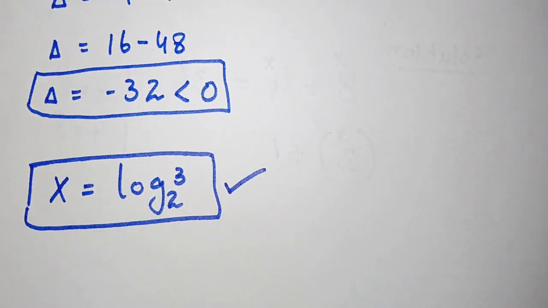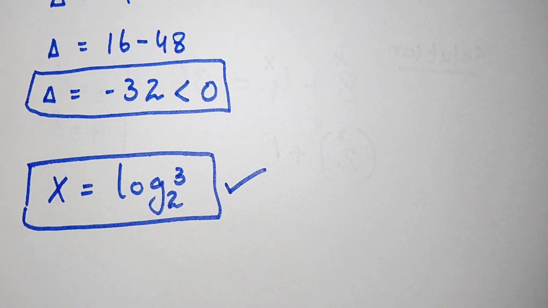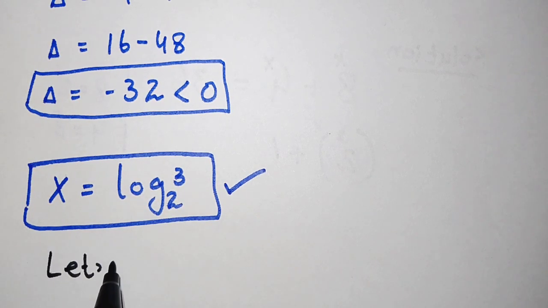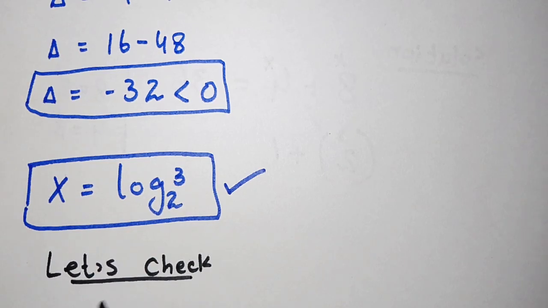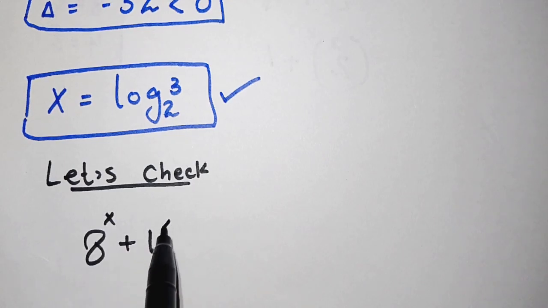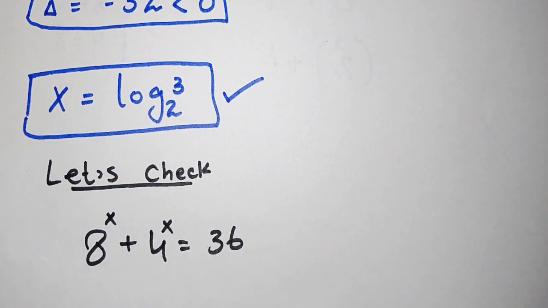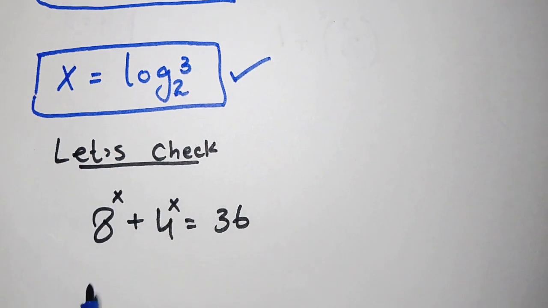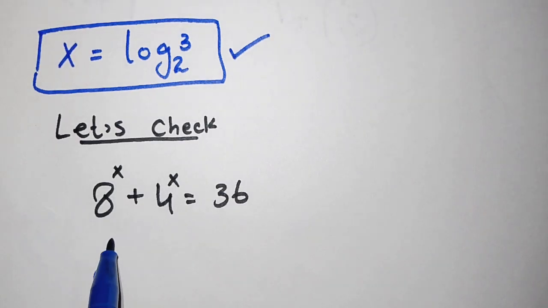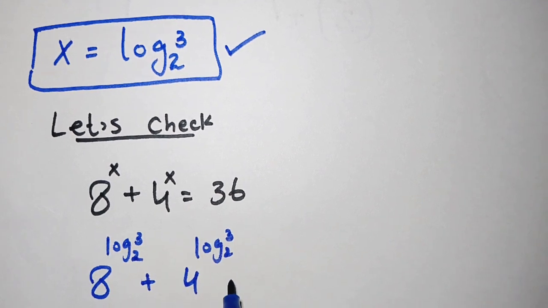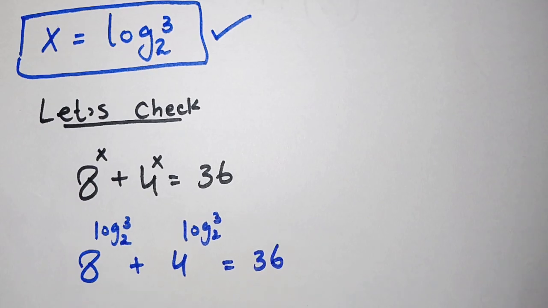Now we have to check whether this answer is correct or not. First of all, we have to write the question, that is 8 to the power of x plus 4 to the power of x is equal to 36. Now we have to put the value of x, that is log of 3 of base 2. So this will become 8 to the power of log of 3 of base 2 plus 4 to the power of log of 3 of base 2 is equal to 36.